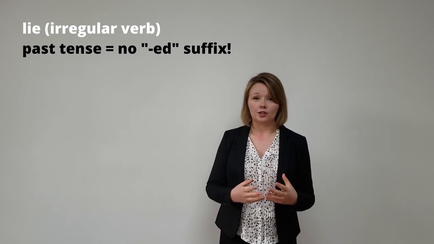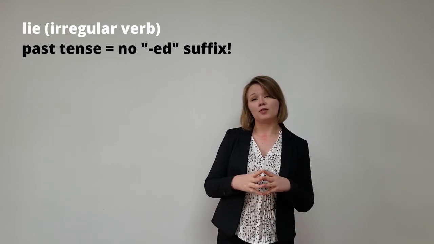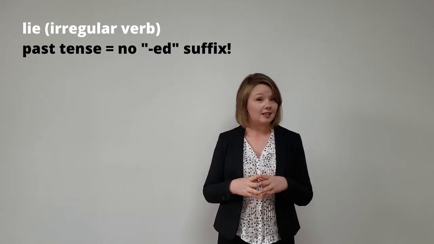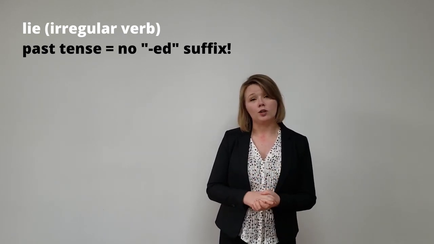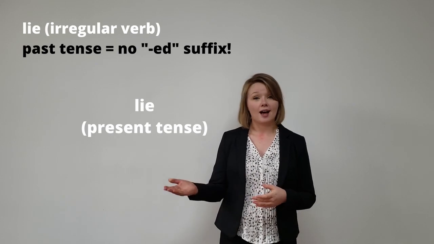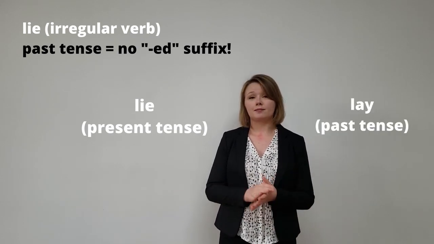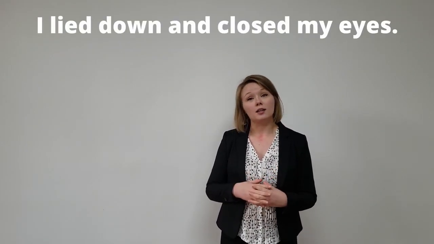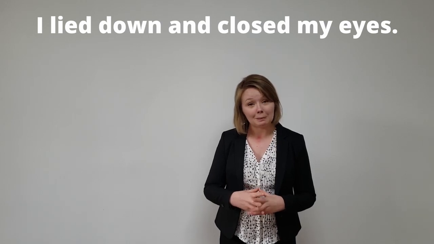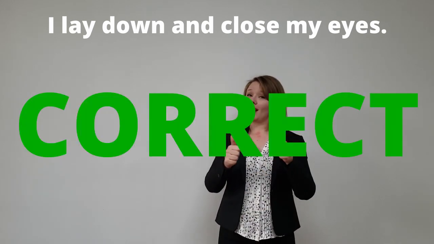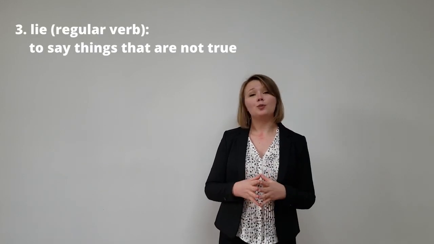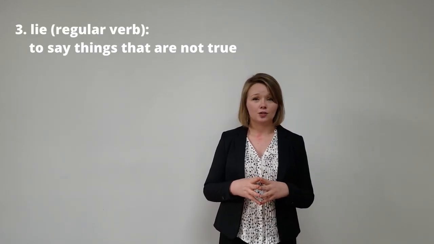Lie is an irregular verb, which means the past form of lie does not use the ed suffix. Instead, it uses a different word for the past form. Lie, lay. I lied down and closed my eyes. Wrong. I lay down and closed my eyes. Correct. There is also another verb, to lie, which means to say things that are not true.